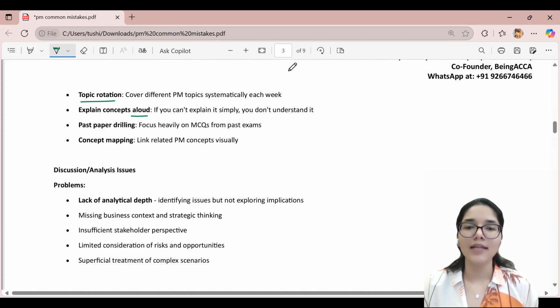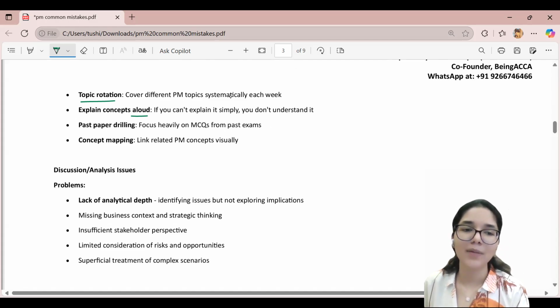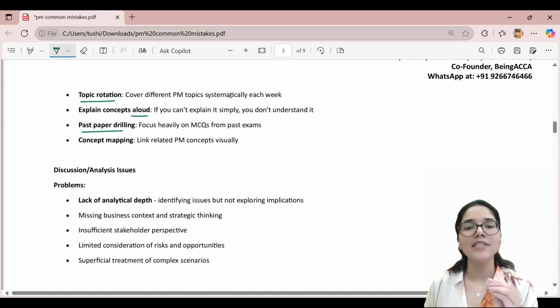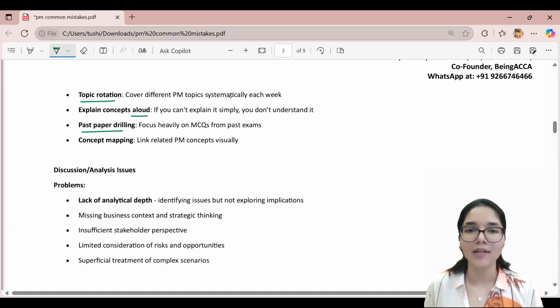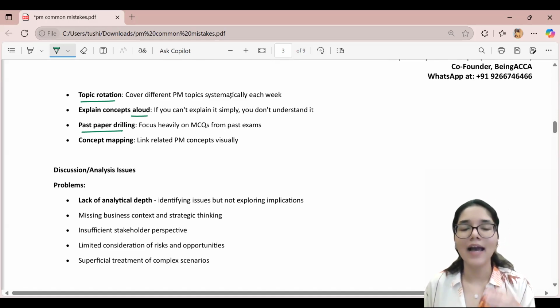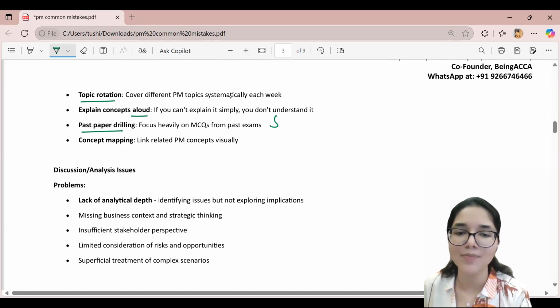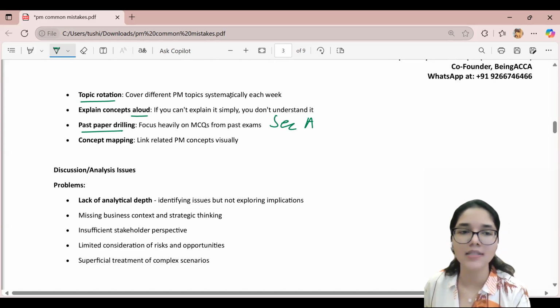Then another thing which you should be doing is past paper drilling, with whatever MCQs you have from the past papers. Now, we know that on the ACCA practice platform, we do not have access to a lot of section A and B questions, because mostly the past papers have only published section C, and section A and B are missing. So where can you practice section A and B?